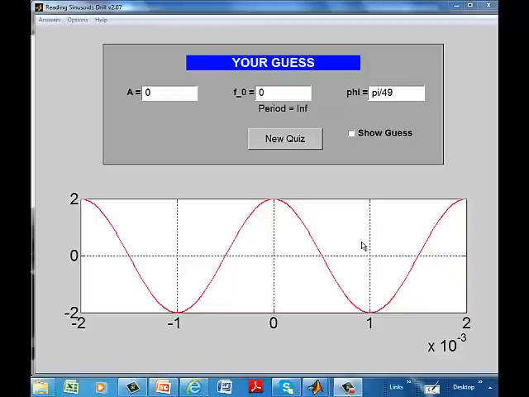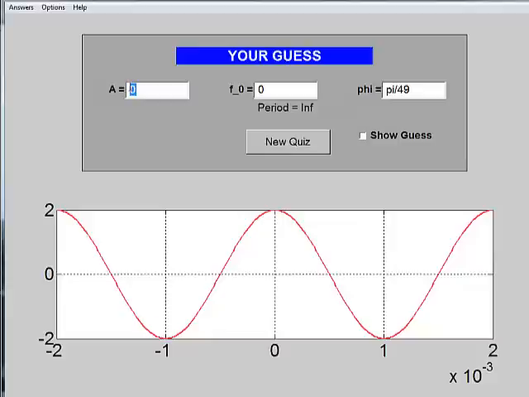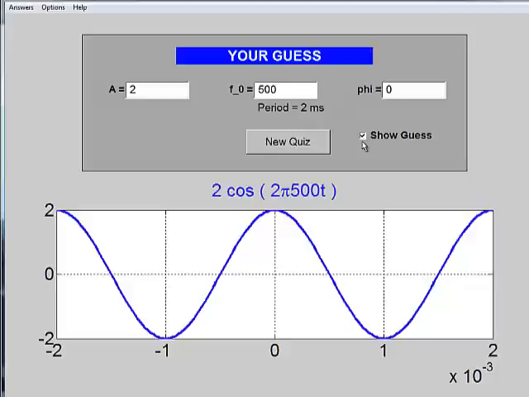Okay, so for this example, we have an amplitude of 2 because it oscillates between 2 and minus 2. So I'll put 2 here. We see that the period is from this peak at the origin to this peak at 2 milliseconds. We have a 2 millisecond period, which corresponds to a frequency of 1 over 2 milliseconds, or 500 hertz. And then we can see that the peak occurs right at the origin, so the phase shift is 0. And let's see if our guess is correct. And here we have it. So we have an amplitude of 2, a frequency of 500 hertz, and no phase shift.